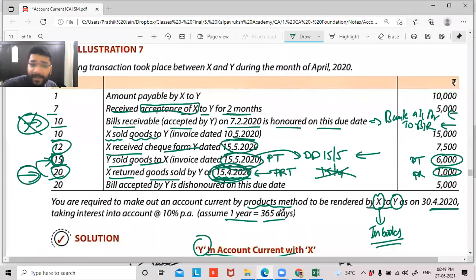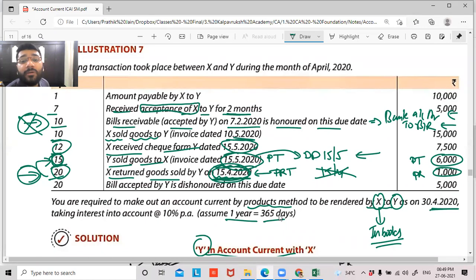The last one says that on 20th of April, the bill accepted by Y is dishonored on its due date. Bill accepted by Y means Y is supposed to pay this money. For us, this was bills receivable. Y accepted to pay us, so for us it was bills receivable. On that date, the bill was dishonored.